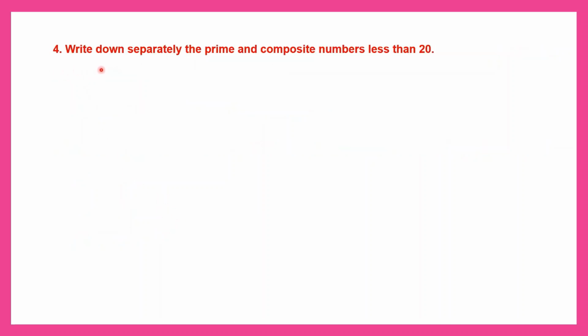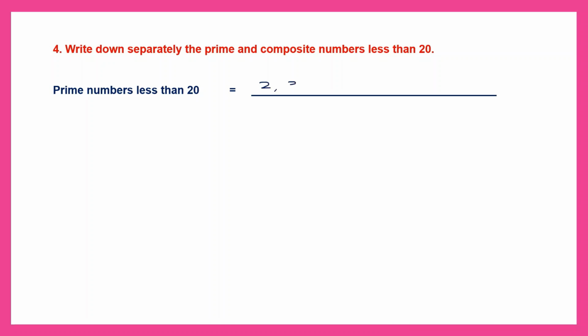Question 4. Write down separately the prime and the composite numbers less than 20. Okay, so let's write that down. So first we have prime numbers less than 20. Let's start writing 2, 3, 5, 7, 11, 13, 17 and 19. These are all the prime numbers less than 20.